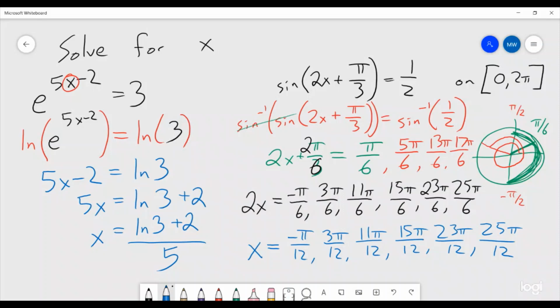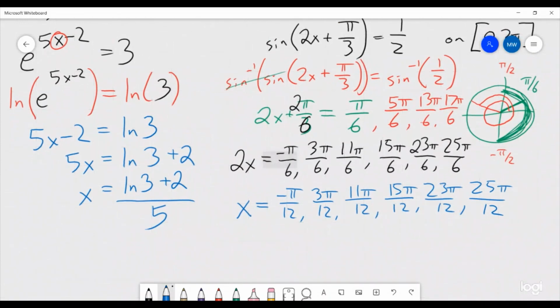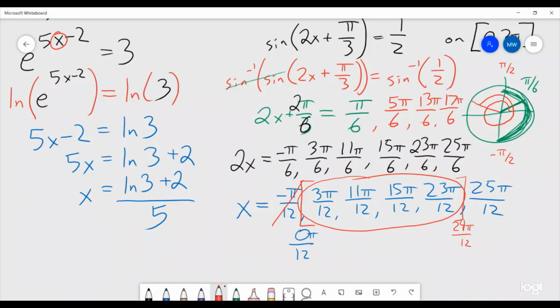Well, 0 is 0 pi over 12. So that means one spot we would have to stop would be here at 0 pi over 12. So that means this one's not included, but we would be starting right here. And then 2 pi is 24 pi over 12. So we would be stopping right between here. So that means that these are the 4 solutions to sine of 2x plus pi over 3 equals 1/2. Those are the 4 different solutions that all work.